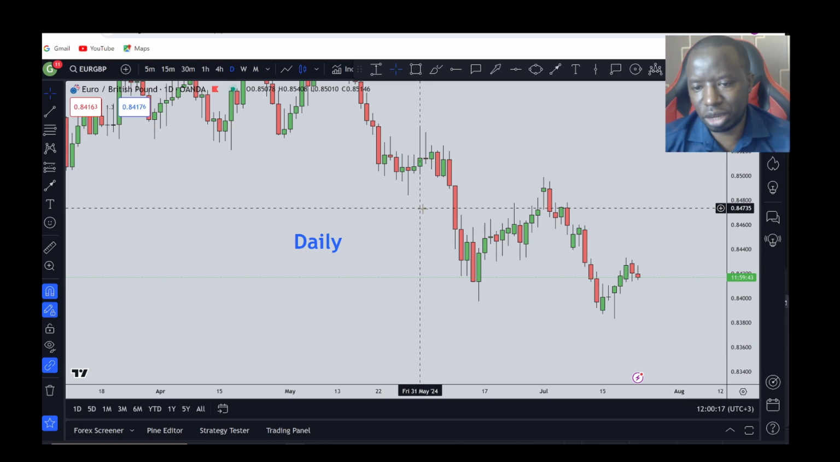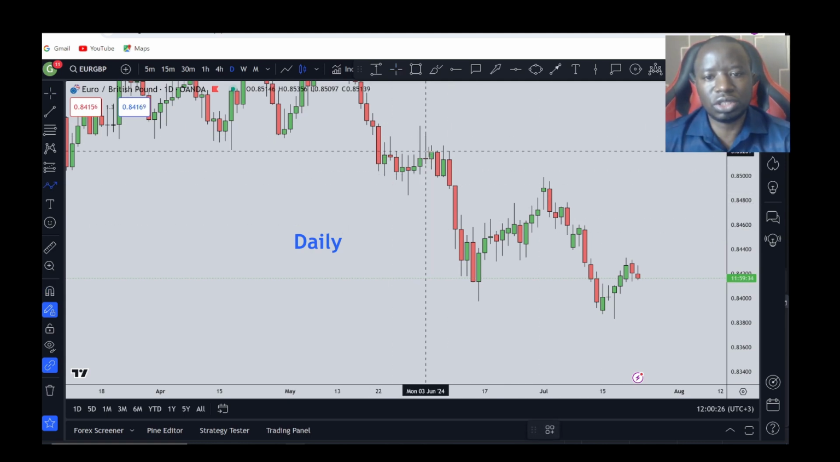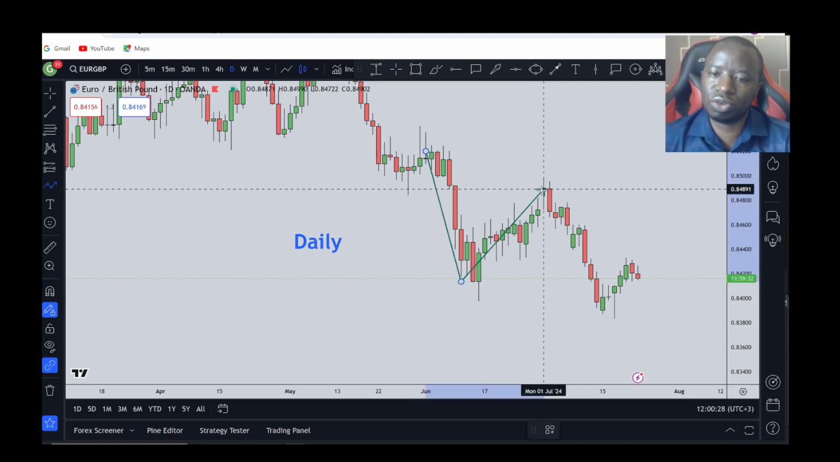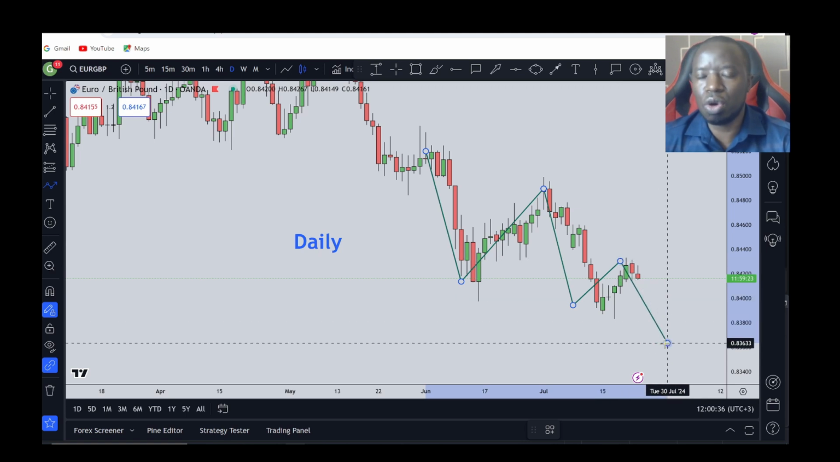Now, this is the daily time frame. I also want us to dissect it like we have done the other higher time frames, the monthly and the weekly. Now, when you look at this time frame right here, you see that price has also been making a series of lower highs and lower lows. And currently, it's in the completion of the formation of the lower high before we can expect another lower low move to the downside.